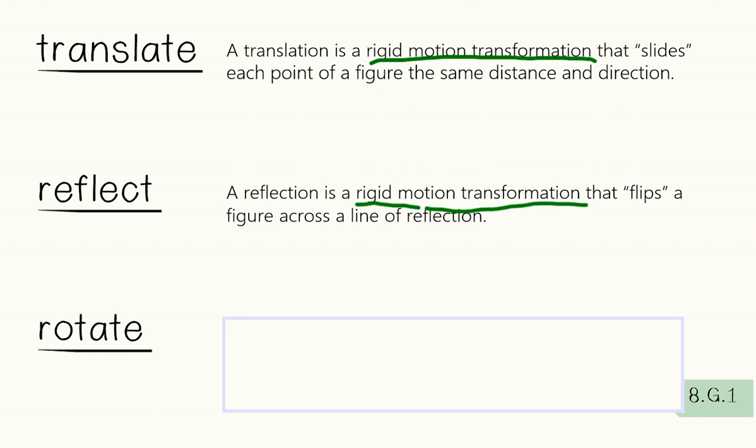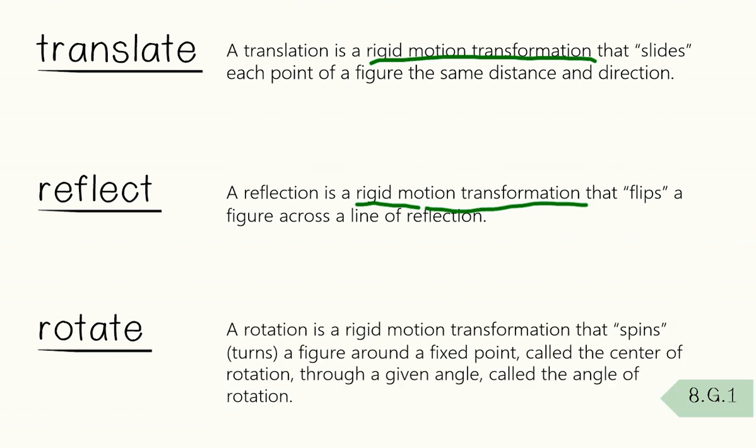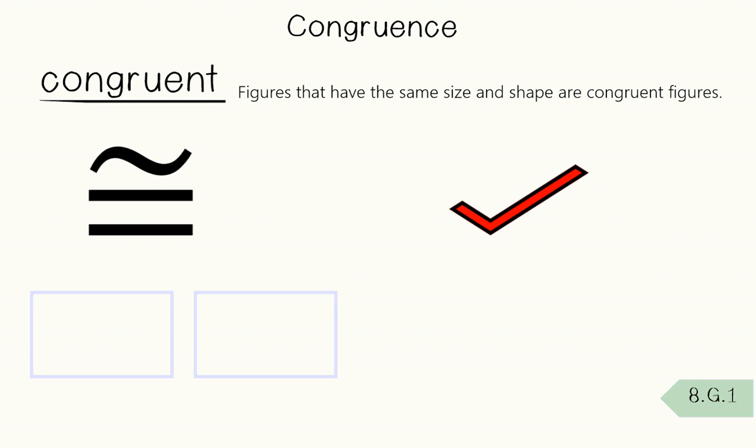And our last definition here on this page is for rotate. A rotation is a rigid motion transformation that spins or turns a figure. So we see rigid motion again. That means it's going to end up being the same size and shape. And this time we will be rotating around a fixed point, which is called the center of rotation. And we're going to be given an angle, for example, 90 degrees or 270 degrees. And we're actually also going to be told a direction. Are we rotating clockwise or counterclockwise? We're going to talk about each one of these 3 in more depth in just a moment.